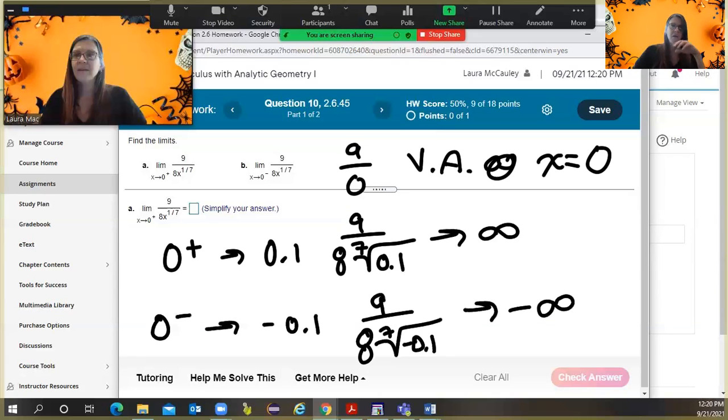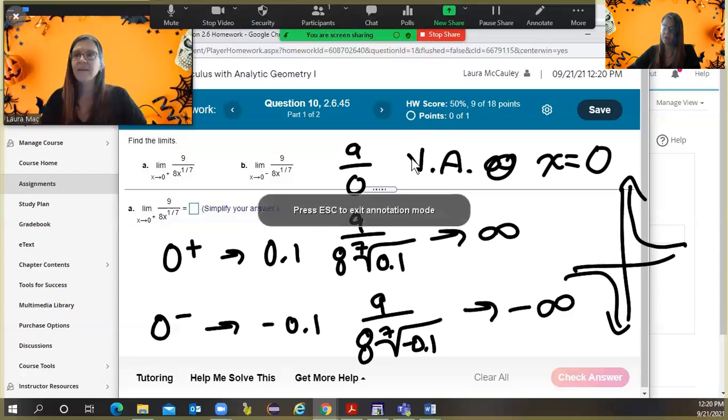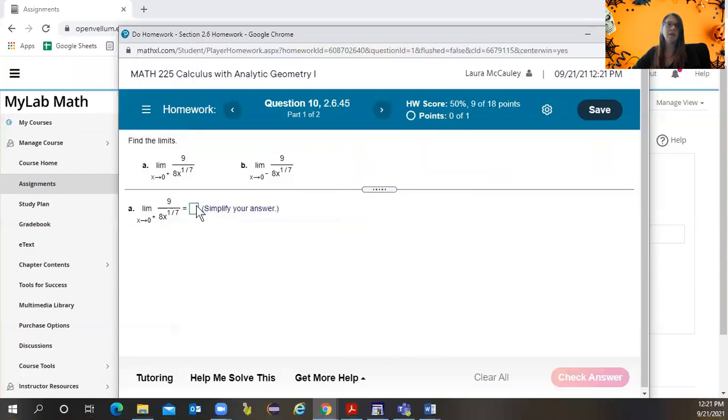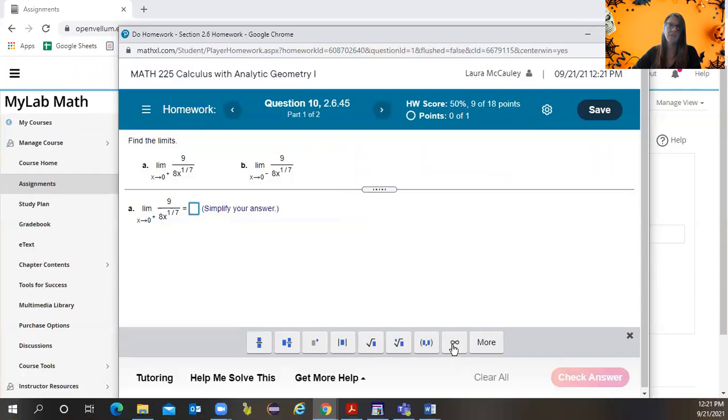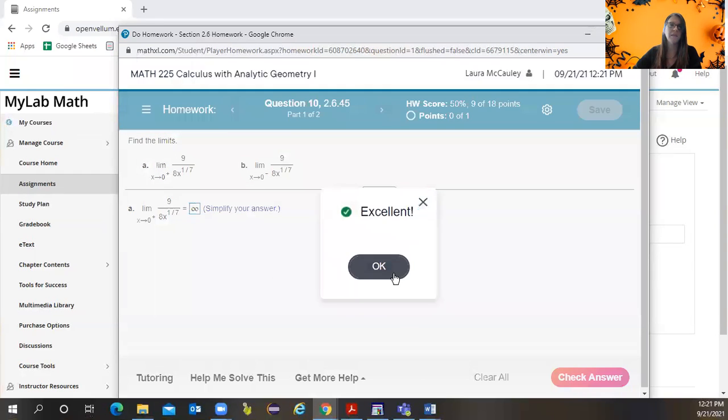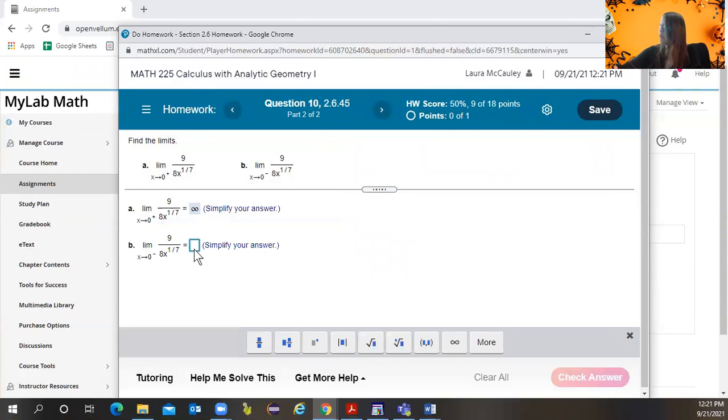So coming in from the positive side, we get positive infinity. Coming in from the other side, we're going to get negative infinity. So that's what this is going to look like. This one will be the positive infinity coming in from the right, and then we'll have a negative infinity coming in from the left.